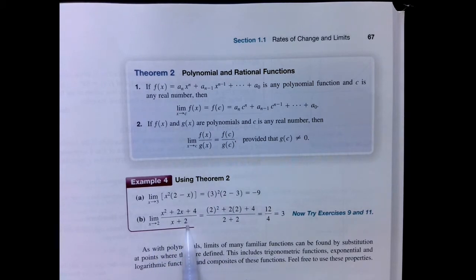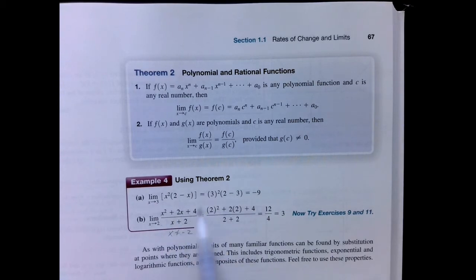This is a rational function. I'm asking for x as it approaches 2. Now, be very careful. Remember with rationals, we have to check the denominator for any discontinuities. But if I have x plus 2, my discontinuity is negative 2. Okay? So in this case, x cannot equal negative 2. But what is x approaching? Positive 2. So it's totally safe to plug this in.